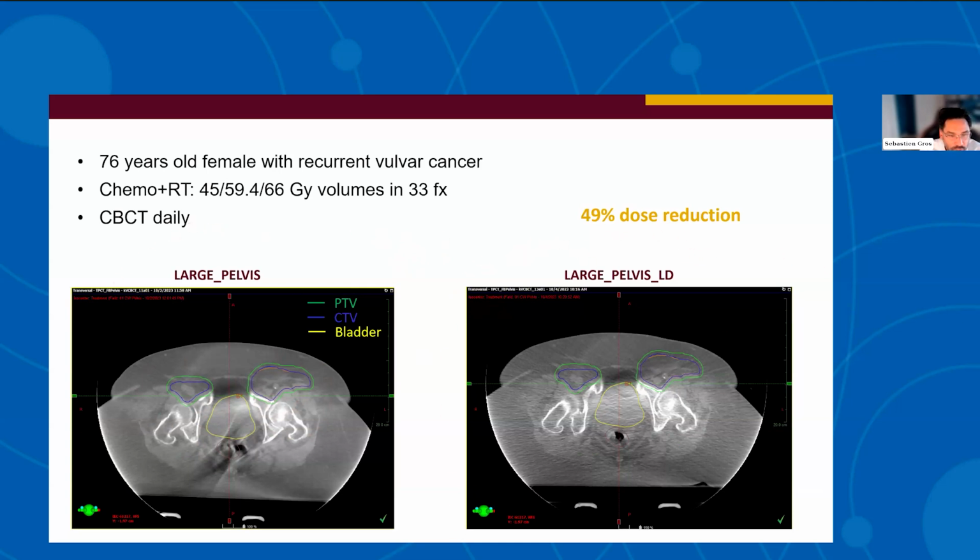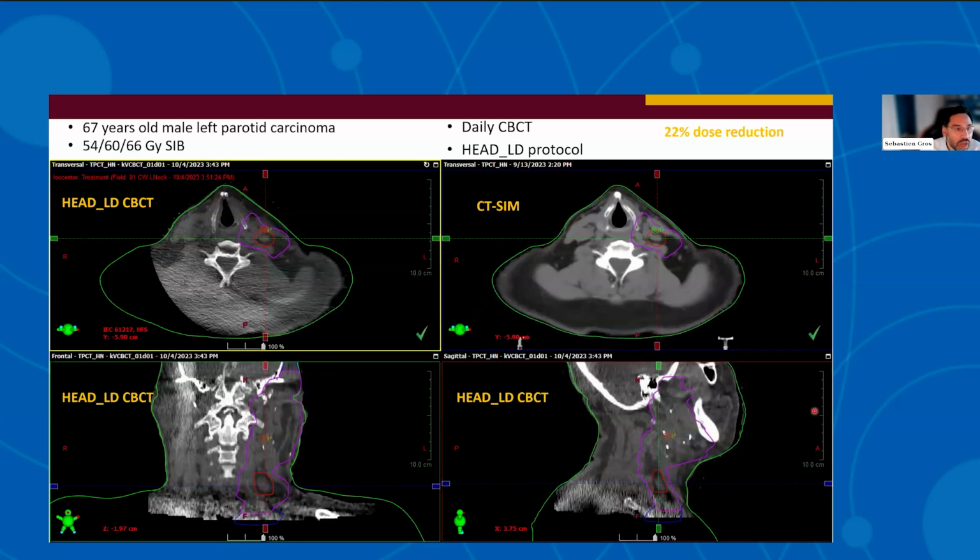And again, our users, the therapists, were happy with that. So we kept using that protocol for the patient. This is the head and neck case. So now it's a bit different. We have the CT SIM and head and neck.